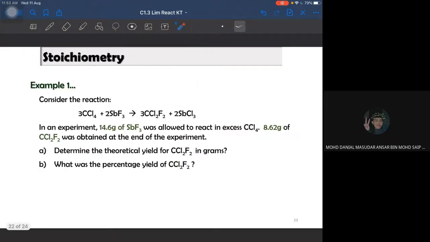Okay, so let's have a look at this question. Okay, so this question has already told us who is limiting and who is excess. Okay, from the hint in the question, we already know that CCl4 is the excess. That means SbF3 is the limiting reactant. Okay, so you can straight away find its mass. Okay, you can try doing this. Okay, Miss.